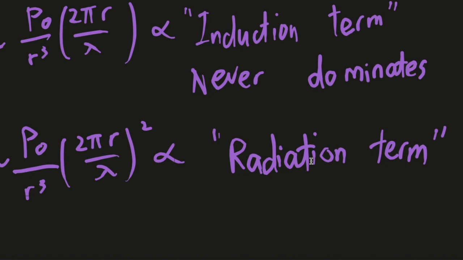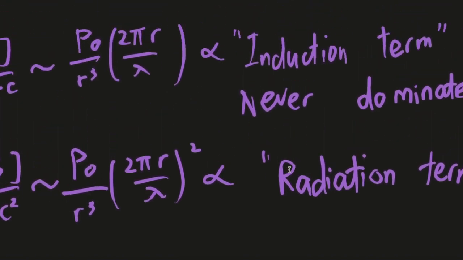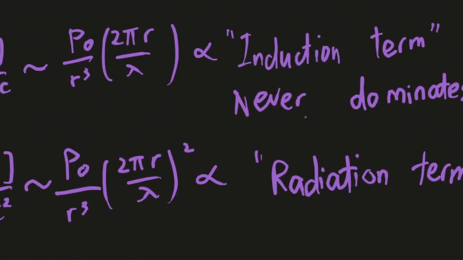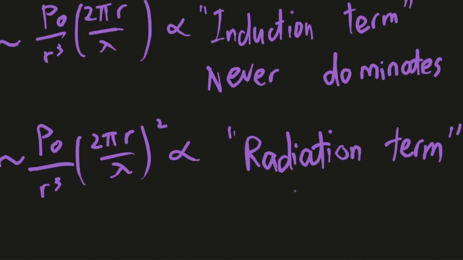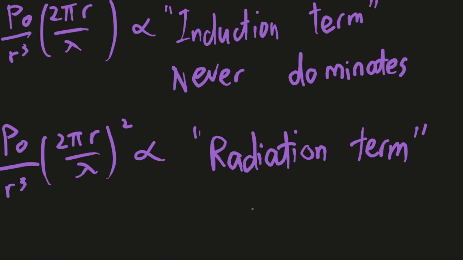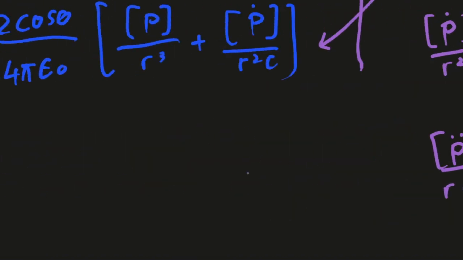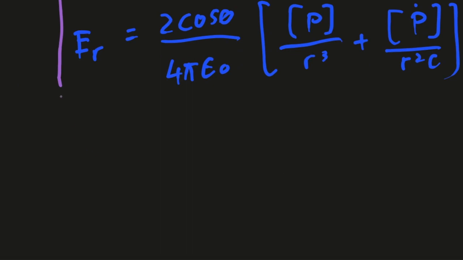Radiation, because p double dot seems to imply some sort of acceleration, whereas p dot implies some sort of velocity, which is why we get an induction term. But this dominates when you have a large r, so much bigger than your wavelength and much bigger than your dipole dimensions.